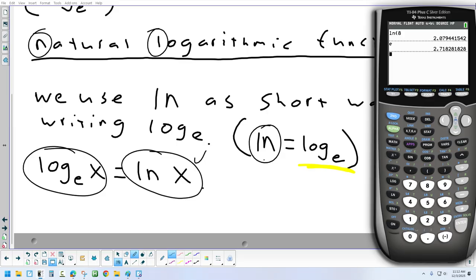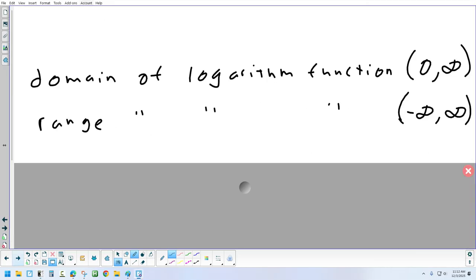Okay, and E, in case I didn't show you where it was, is the second division symbol. The calculator has E built into it, just like it has pi built into it. We already talked about all that. So if you wrote down the domain and range of logarithms on the other page, that's the same thing again.